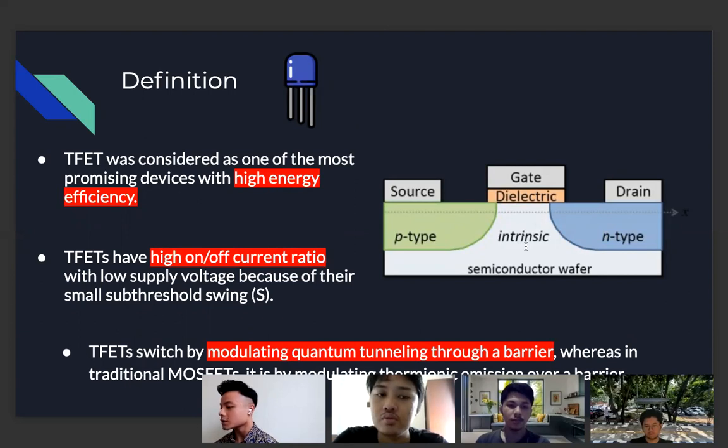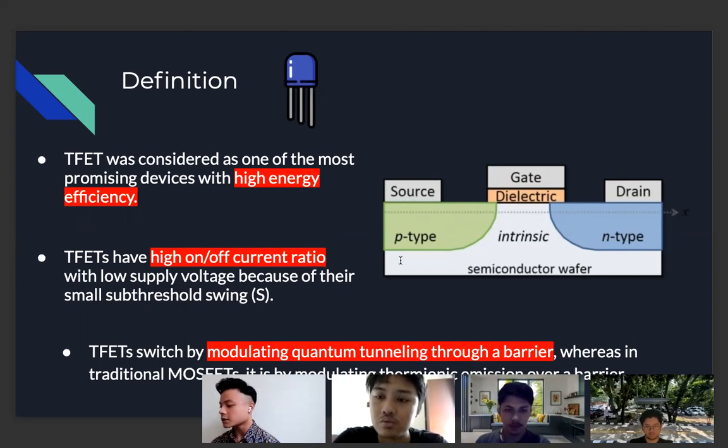So TFET is considered as one of the most promising devices with high energy efficiency. And we also see here that they have high on or off current ratio with low supply voltage. And by that, it means that if it can be supplied with low voltage only, we can make the transistor actually smaller, which is very good. And high on-off current ratio is very beneficial for a transistor because it's like a switching.